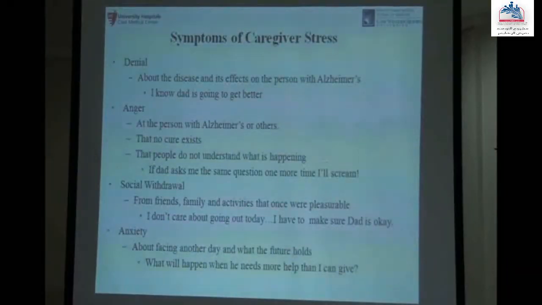And we have anger. And so this is someone who also does not know what's happening. Okay, they think that someone is doing it on purpose. Why does he keep saying it again? And so you'll hear someone say, oh my God, if my dad asks me the same question one more time, I'm going to lose it. Okay, a social withdrawal. I don't care about going out today. I have to make sure that my dad is okay. This is my primary concern. Okay, don't ask me to go anywhere else. I can't do it.